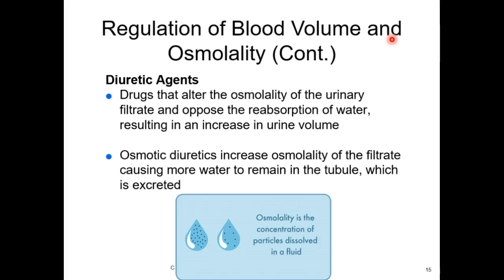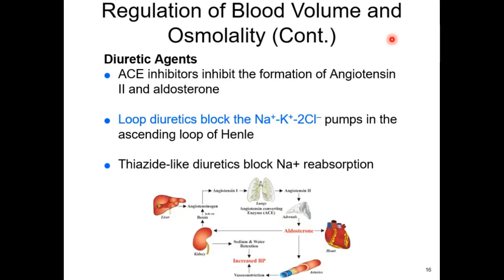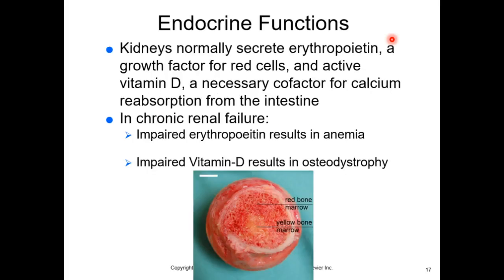Let's see. Diuretics, you know that diuretics make you pee and antidiuretics make you not pee. Loop diuretics block sodium, potassium, and chloride pumps in the ascending loop of Henle. Some fun pharmacology tie-in for you, but I'm going to move on.